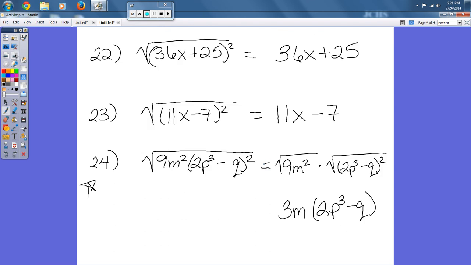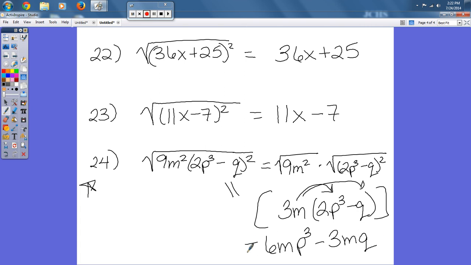And if I look at my answer that I have for 24, this looks a little messy still. I can distribute this to clean this up. This answer here is not wrong. It is equivalent to the square root of 9m squared times that quantity squared. But I can simplify it further because this is also equivalent to 6, and we're going to go ABC order here, mp to the third, when you multiply them, minus 3mq. And this is the best answer. That is what the square root of 9m squared times the quantity 2p to the third minus q quantity squared is.